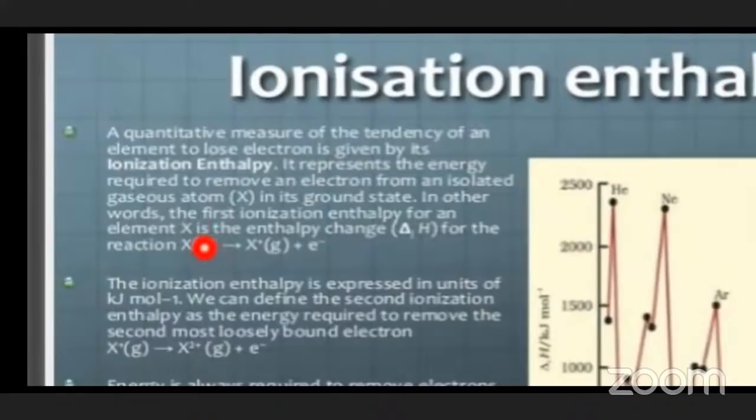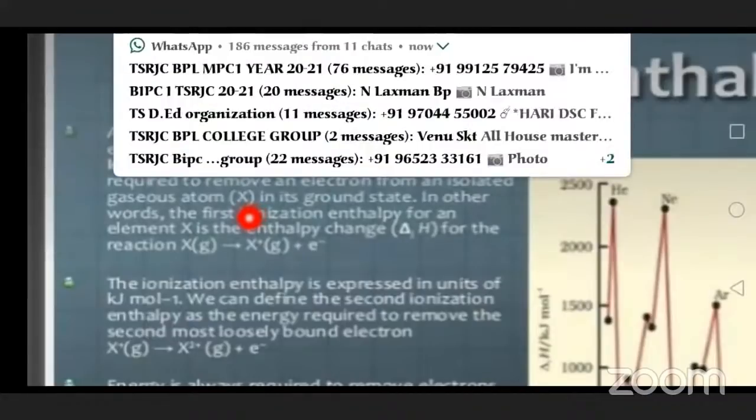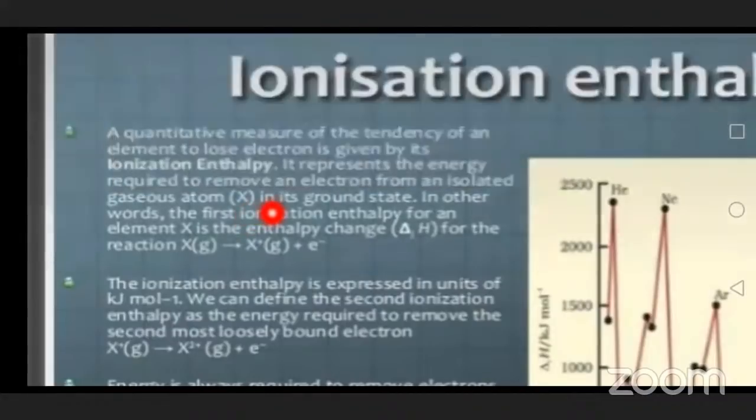So from the gaseous state atom, to remove an electron from the valency shell, the energy which is required to remove an electron from the valency shell of an isolated atom in its ground state. In other words, that means what? Initial definition we have given, IP1.